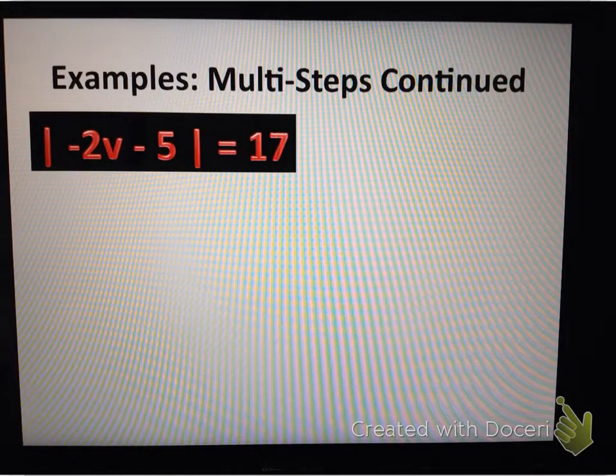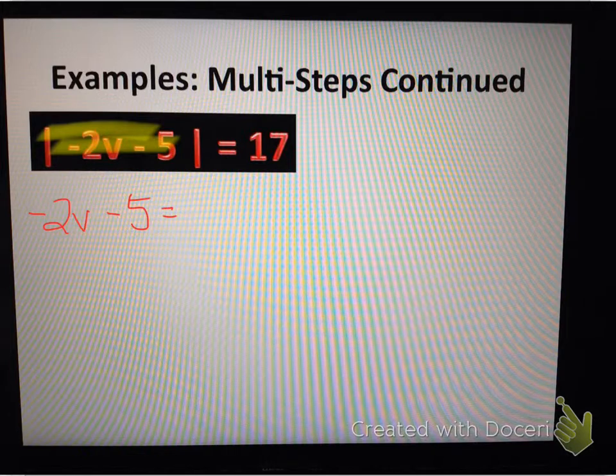Problem number 12 gets a little more tricky. Our absolute value, as we notice, is already isolated. So we move to step number 2, and we set our equation equal to both the positive and negative answers. Negative 2v minus 5 is equal to a positive 17, and negative 2v minus 5 is equal to a negative 17.